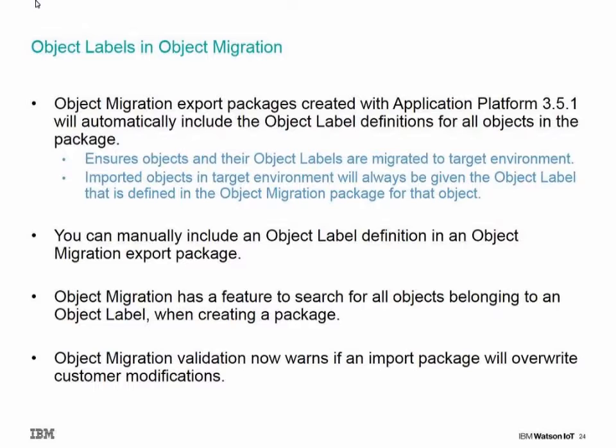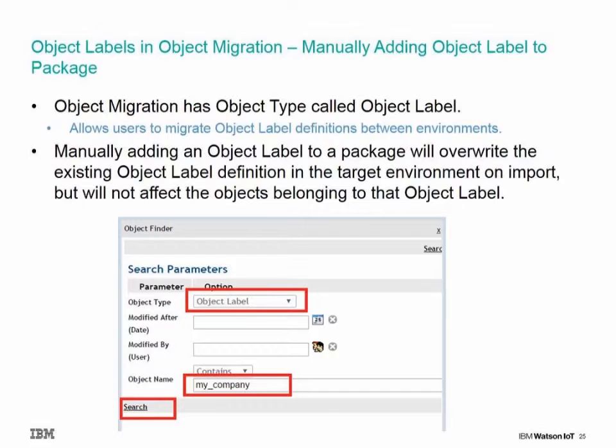As mentioned, you can manually add an object label to a package to migrate an object label to a target environment. At time of import, the object label definition will overwrite the object label definition in the target environment if it exists, but it will not affect any objects belonging to that object label. Existing objects on the target environment that belong to that object label will still belong to that object label.